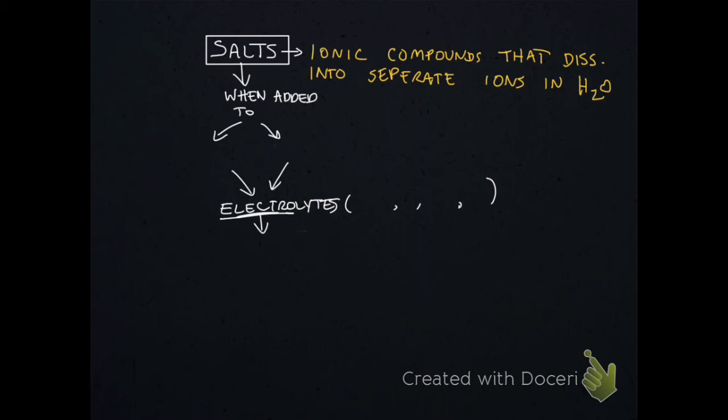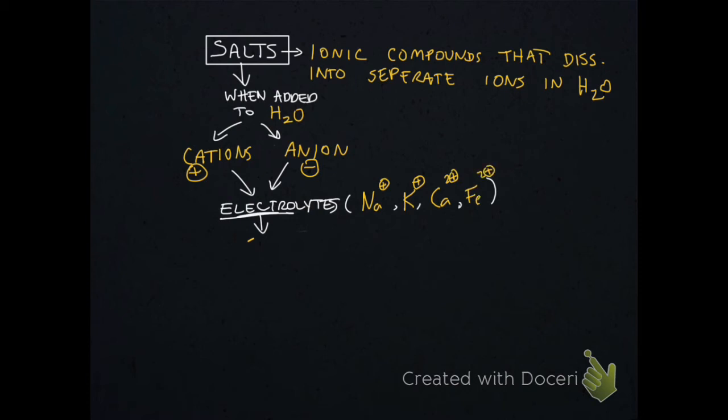So when you add them to water, we get either cations, remember that word, or anions. Which one has which charge? Hopefully you said cations have a positive charge and anions have a negative charge. And then from there we get electrolytes. Sodium has a positive charge, so that would be a cation. Potassium has a positive charge, that's also a cation. This is calcium, has a 2+. Iron also has a 2+. These are both cations. And we're going to talk about what these actually mean.